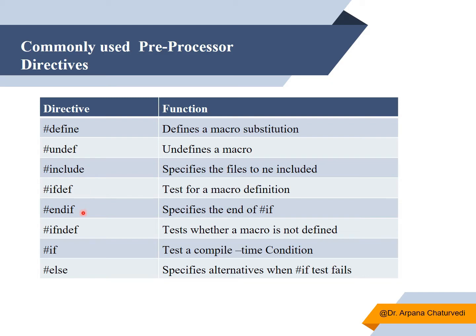Endif specifies the end of if. Ifndef tests whether the macro is defined or not. If is also a macro which is used to mention conditions. Else is to mention what is to be done in case the parent condition fails, so it moves to the else part.